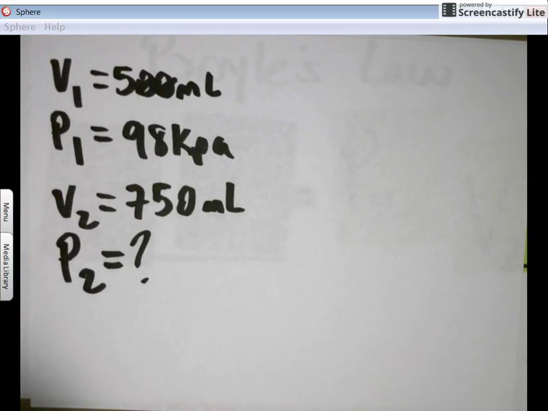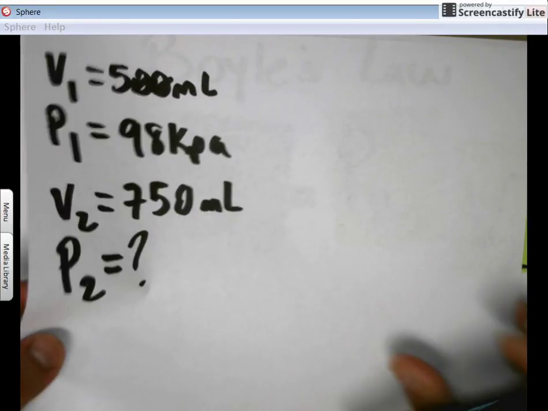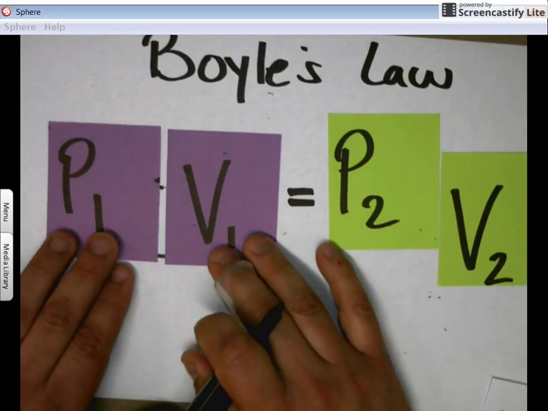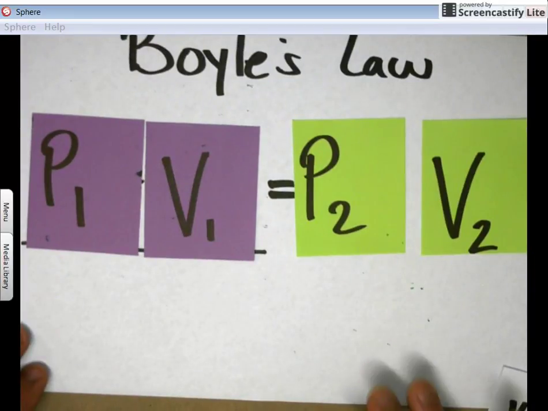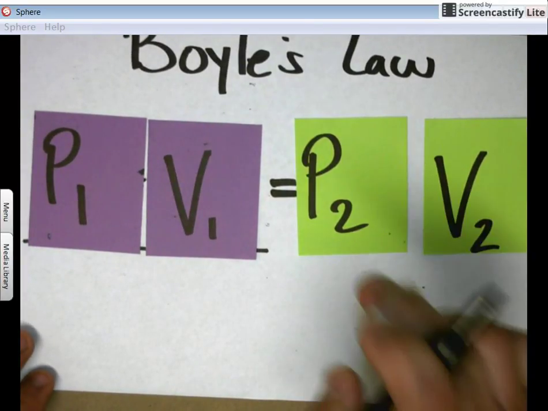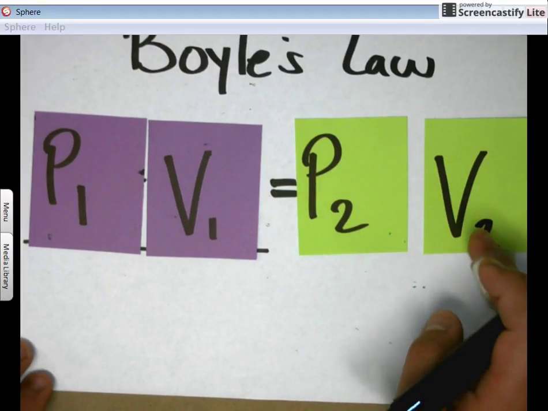Okay, so I'm going to get this out of the way so we can work this problem. And this is the work I need to see. So if we're looking at Boyle's law, it's basically P1 V1 equals P2 times V2. And I need to solve for P2. That means I need to get rid of this guy right here.